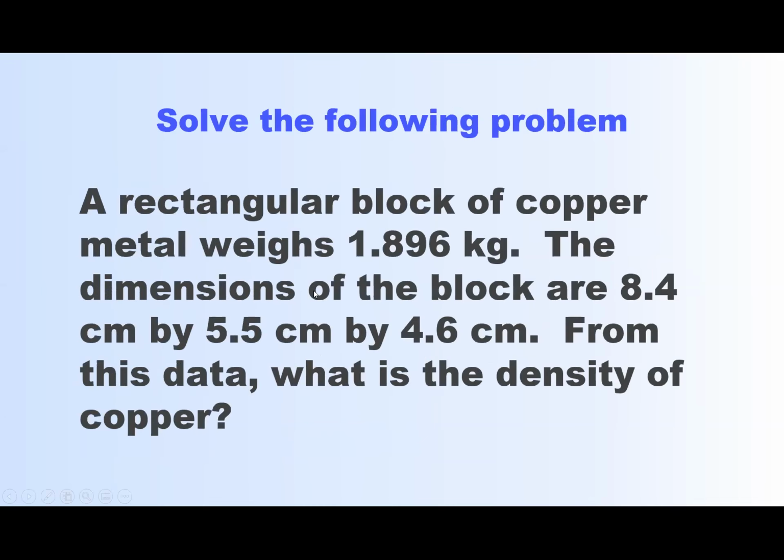All right. The next question. A rectangular block of copper metal weighs 1.896 kg. The dimensions of the block are 8.4 cm, 5.5 cm, and 4.6 cm. From this data, what is the density of copper? Looking at the question, they did not give you the volume. You have to find the volume yourself.